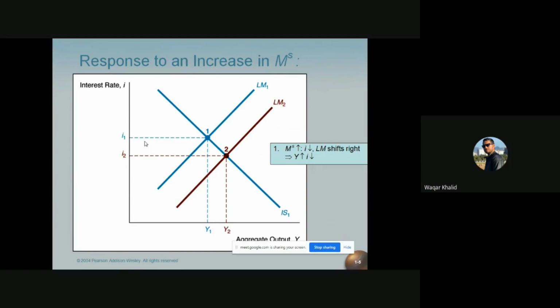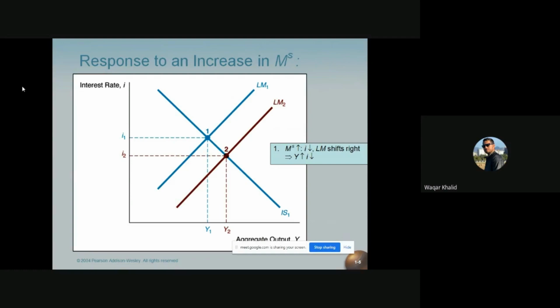If the money supply has increased in the economy, what will happen to the level of aggregate output as well as the interest rate? Suppose the economy is in equilibrium for both the goods market and the money market at point 1, where IS1 touches LM1, and at point 1 we have I1 level of interest rate and Y1 level of aggregate output. So we can say that the economy is in equilibrium at point 1 where IS1 touches LM1.